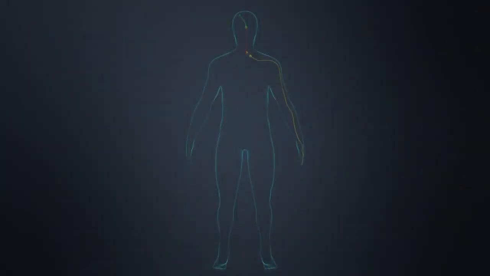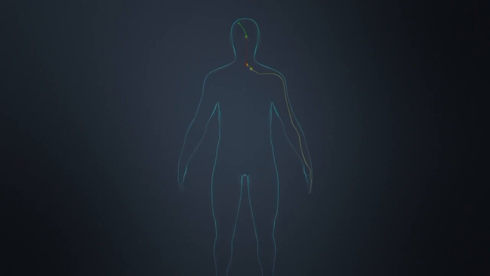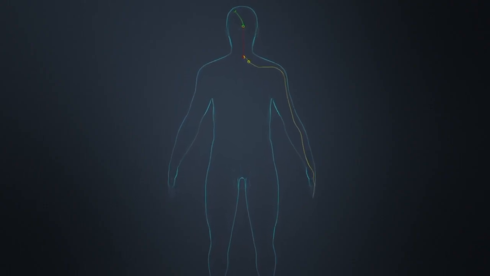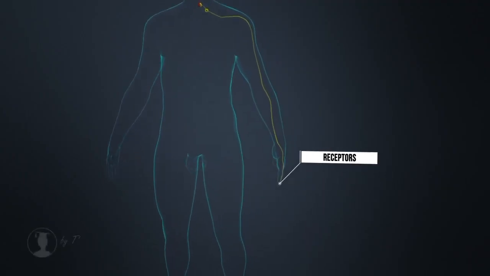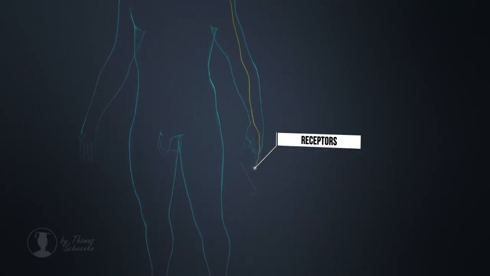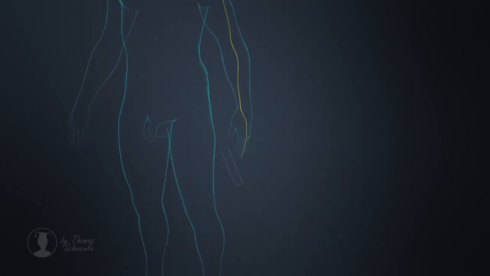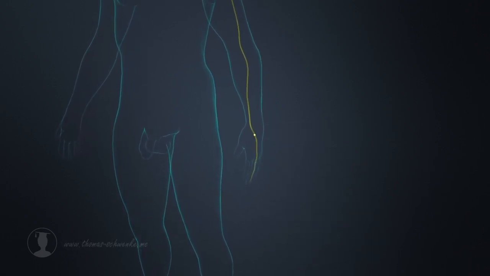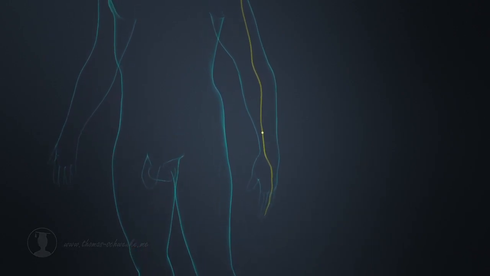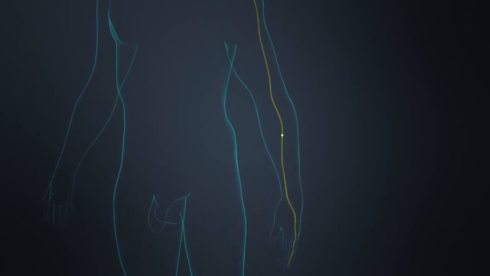Let's take a look at the process with the help of a highly simplified image. On the fingertips in particular, we have numerous receptors at the ends of sensory nerve fibers. If the receptors of a sensory neuron receive a mechanical stimulus, this stimulus is converted into an electrical impulse and transmitted via the axon to another neuron in the spinal cord.